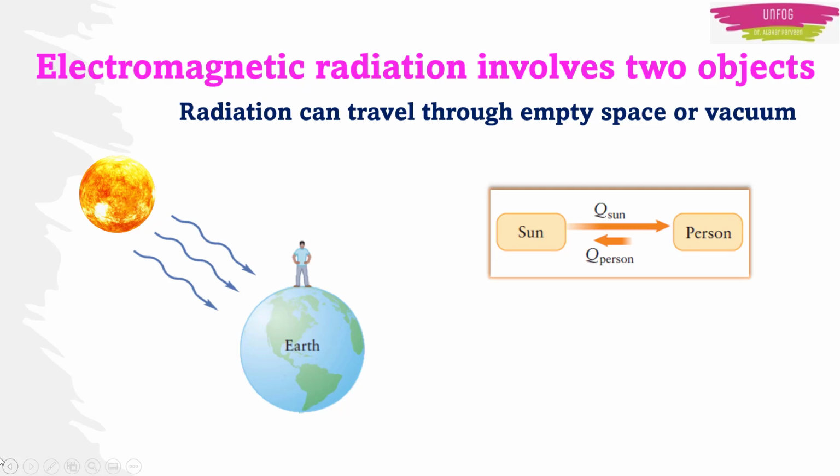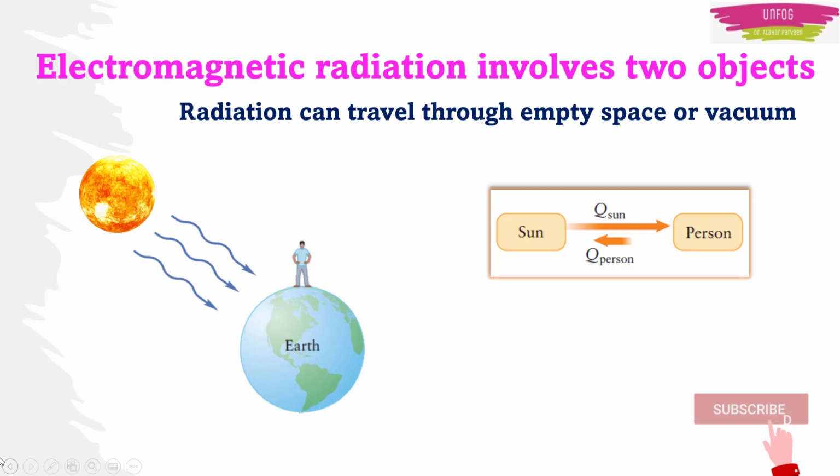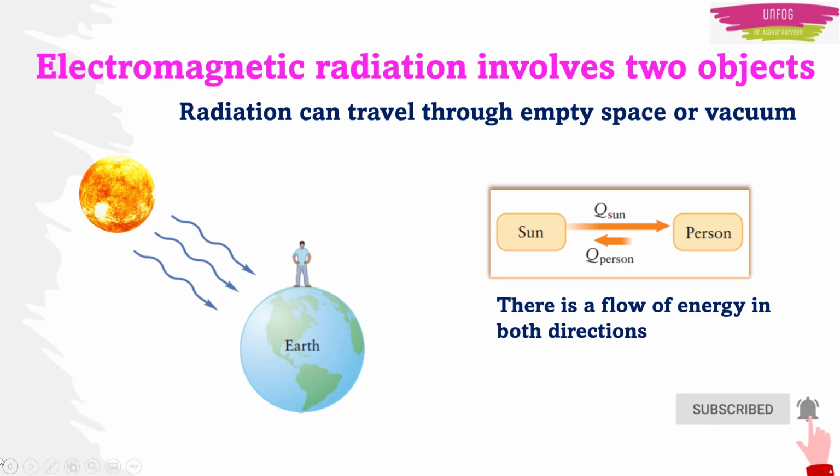Electromagnetic radiation from the sun is absorbed by a person on the earth. The person also emits radiation, so there is a flow of energy in both directions, from the sun to the person and from the person to the sun.